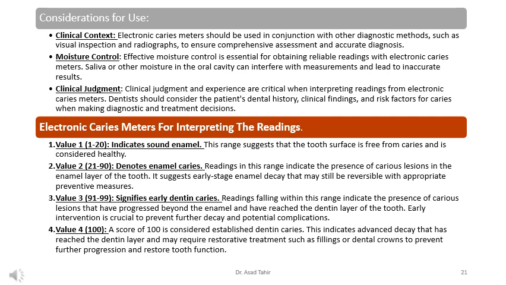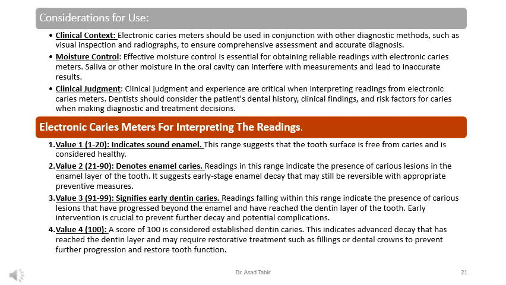Value 1, 0 to 20, indicates sound enamel. This range suggests that the tooth surface is free from caries and is considered healthy. Value 2, 21 to 90, indicates enamel caries. Readings in this range indicate the presence of carious lesions in the enamel layer of the tooth. It suggests early-stage enamel decay that may still be reversible with appropriate preventive measures.